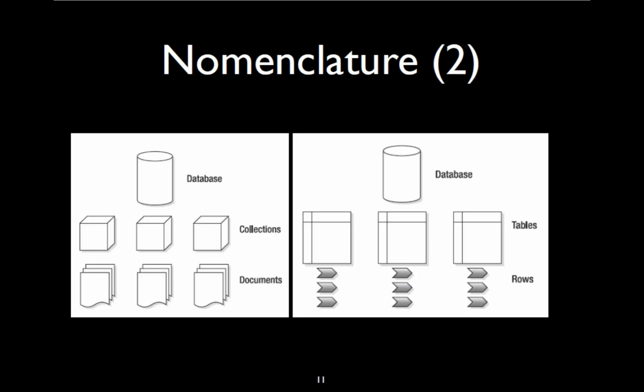This picture shows the hierarchy. In relational, over here on the right, you have a database, which has tables, and the tables are composed of rows. In MongoDB, you have a database which has a number of collections, and each collection is composed of a bunch of documents. So let me turn it over to Mike at this point. Thank you.